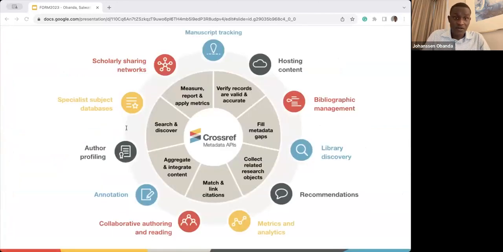And why is registering comprehensive metadata important? Well, it's because many organizations and researchers use that metadata to find the content that you publish. Because Crossref metadata is standardized and machine readable, it is very useful to many organizations that create tools and services using the metadata. These include author profiling tools, manuscript tracking systems, library discovery services, metric providers, and more. And we receive over 600 million metadata queries per month across all of our search interfaces.